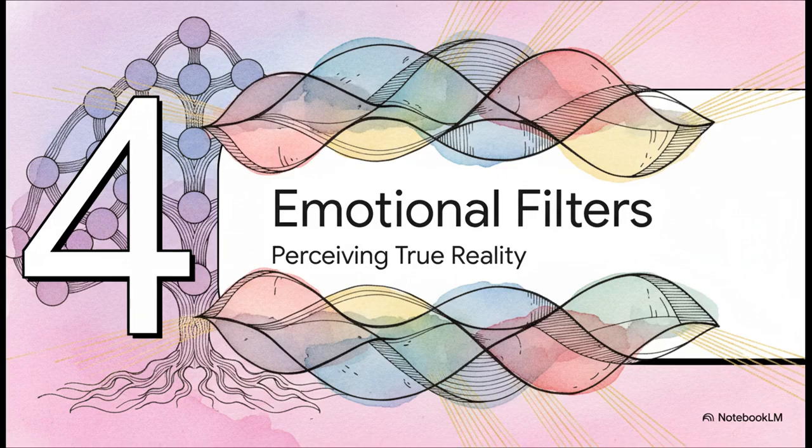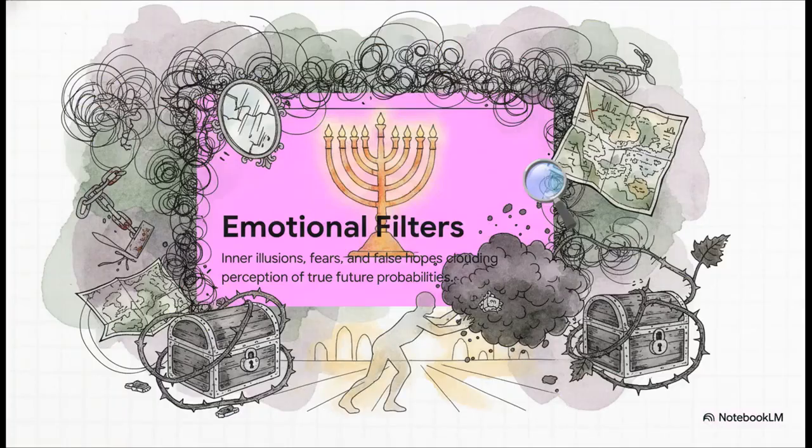Section 4, Adjusting Emotional Filters. The energy of Netzach absolutely demands that we examine our emotional filters. These are the inner illusions, the fears, and those false hopes that totally cloud our perception. They are the mental garbage preventing us from seeing our true future probabilities.